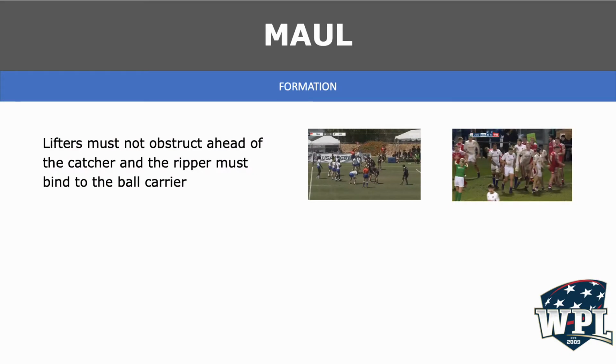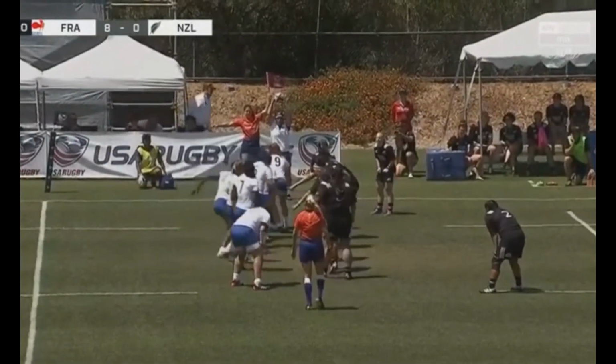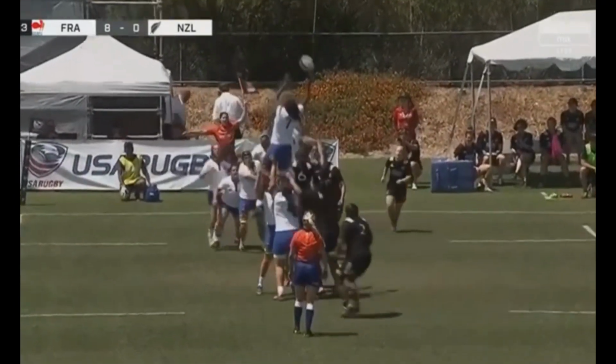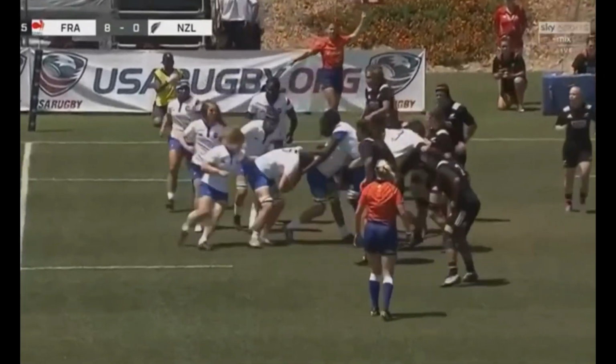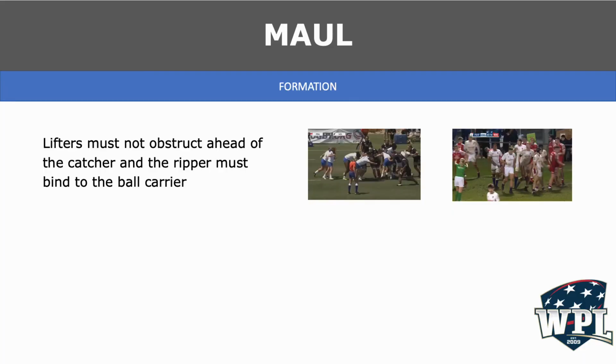In this next example, the ripper does not bind to the jumper, and we see a long arm transfer by white. This is obstruction. It should be a penalty for obstruction because the ball carrier runs back into the mass of teammates in front of her, and the defense is unable to compete fairly.